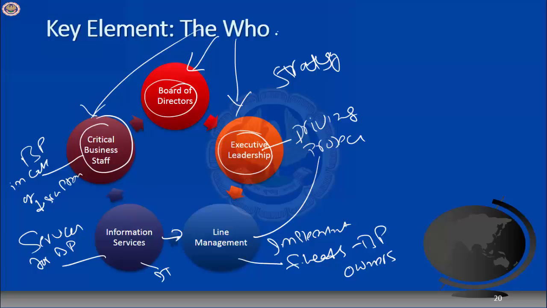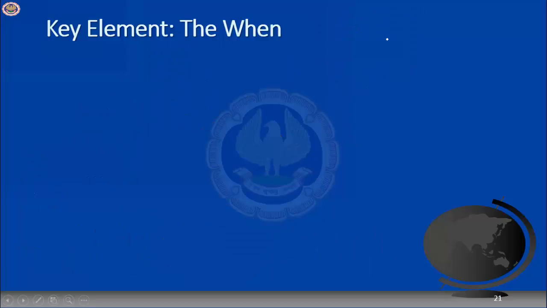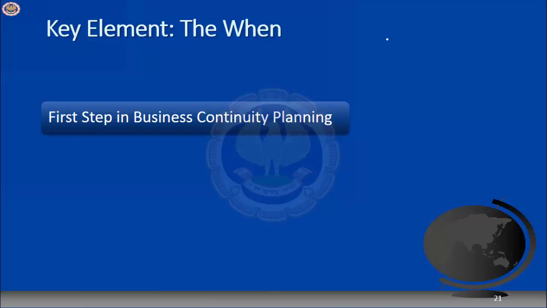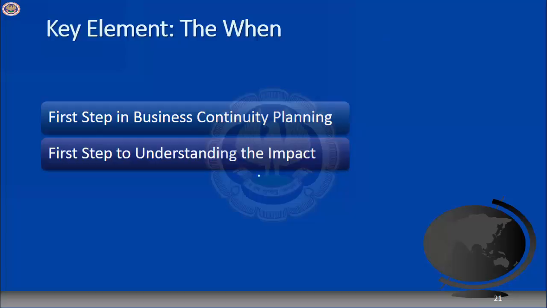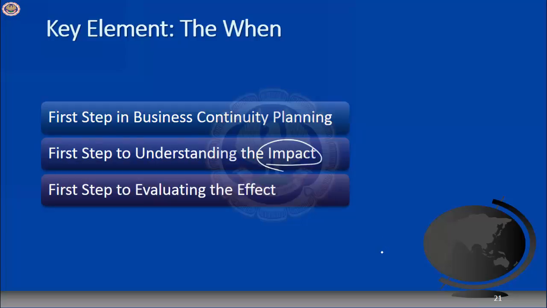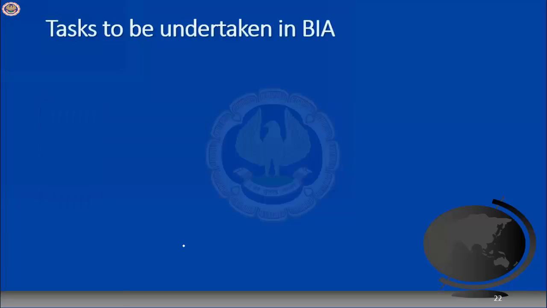So you find there are different stakeholders who are involved in preparing a business continuity plan or business continuity management, but each of them has a different role. When is the BIA to be done? BIA is the first step in business continuity planning. It also helps in understanding the impact and the effect of the potential loss.